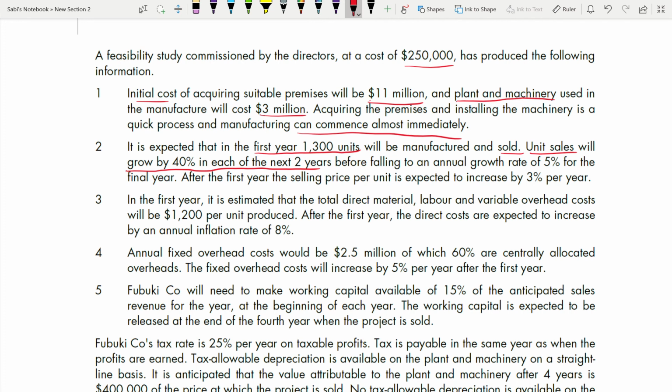Okay, for year 2 and 3, it will be 40% before falling to an annual growth rate of 5% for the final year. After the first year, the selling price per unit is expected to increase by 3% per year. After first year, selling price per unit increases by 3% per year.